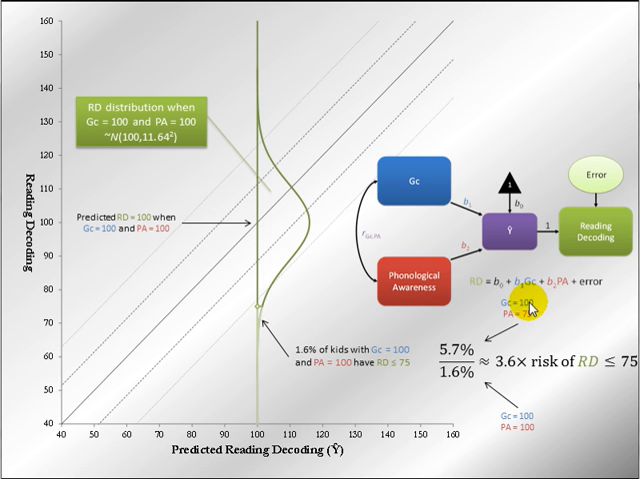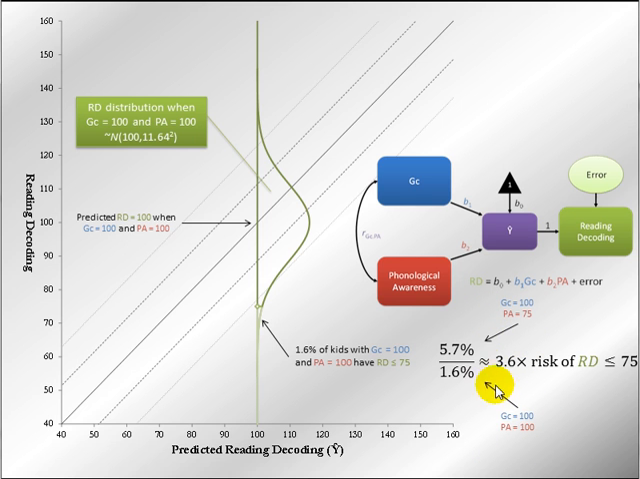When you have 100 GC and 75 PA, there's a 5.7% chance that a person has a reading decoding score of 75 or less. In this distribution, when you have no cognitive weakness, there's a 1.6% chance of scoring 75 or less. They're unusual in both distributions, but it is about 3.6 times more likely in the distribution when PA equals 75. This ratio is called relative risk. So the relative risk of scoring 75 or less is 3.6 times greater when a person has a cognitive weakness compared to no cognitive weakness.